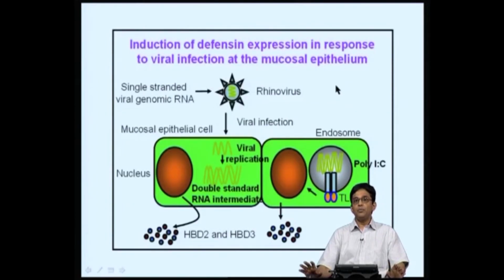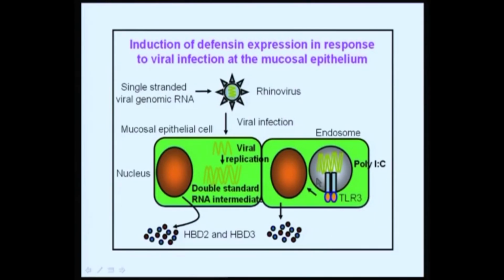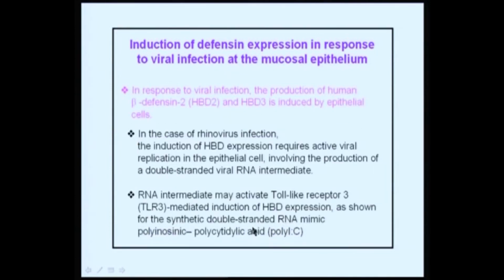Okay. So, this is an example to show you the role of human beta defensins during rhinovirus infection. Over here you have rhinovirus infection. It is affecting these mucosal epithelial cells, and this is produced in response to the double stranded RNA intermediate that is present. And if you use poly-IC, which is used as an artificial substitute for the double strand intermediate, activation via TLR3 also results in production of human beta defensin 2 and 3. So that is essentially what was shown.